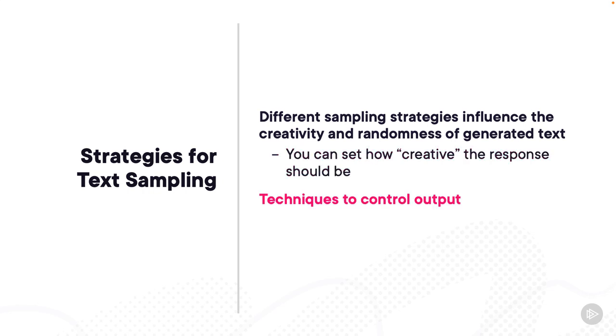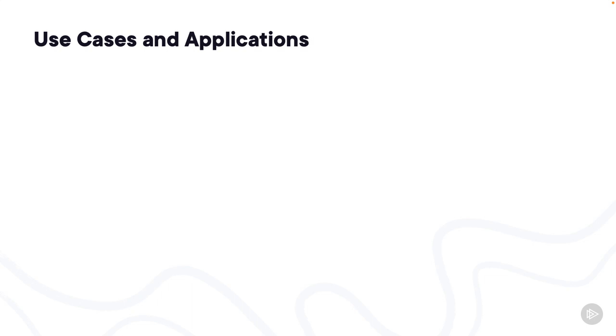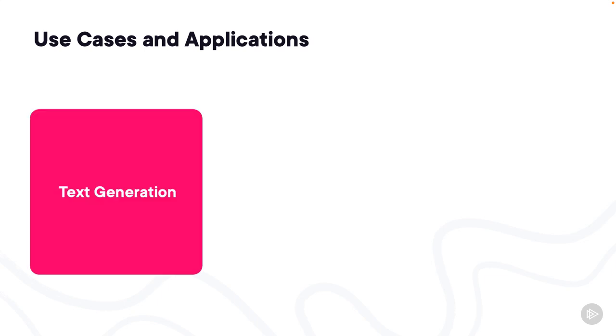There are several techniques to control output, like temperature scaling and top-k sampling, that empower developers to control the diversity of the output. GPT models excel in generating creative text, whether crafting poetry, short stories, like the traveling computer programmer, or even generating computer code, like the Python and JSON sample that I just showed you.